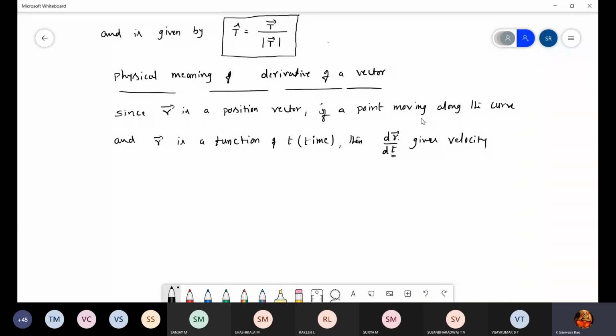So next line, take down: velocity of a particle p. Next line, v equals dr by dt. Highlight this and put it in a box. This is the first question.